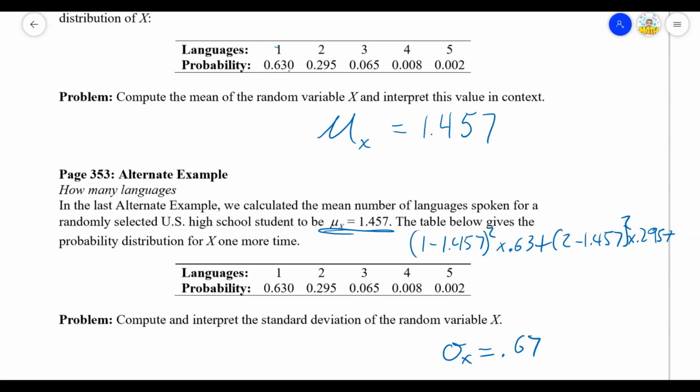So that means the average number of languages spoken by a randomly selected high school student is 1.457. We know it's impossible for somebody to speak 1.457 languages. It's a discrete random variable. So I want to double back to what that means.